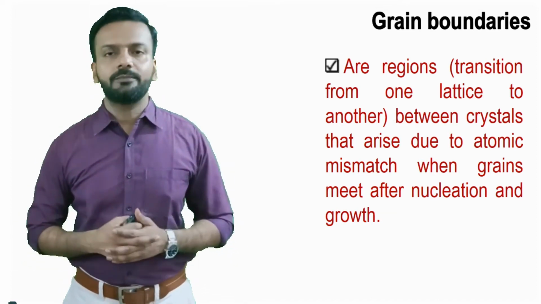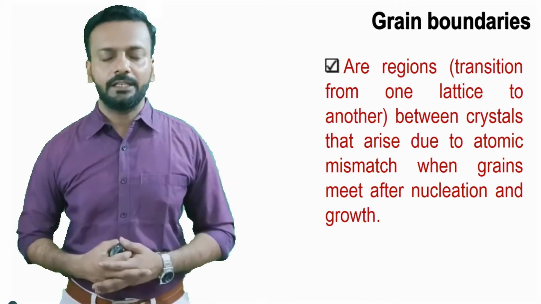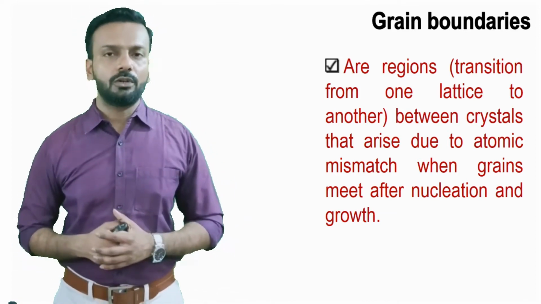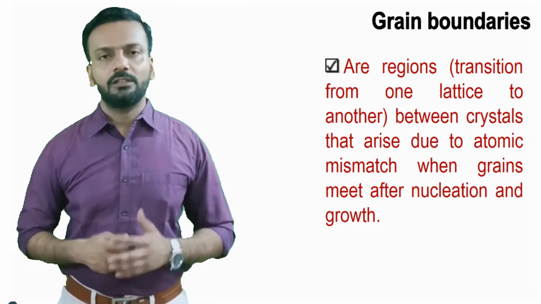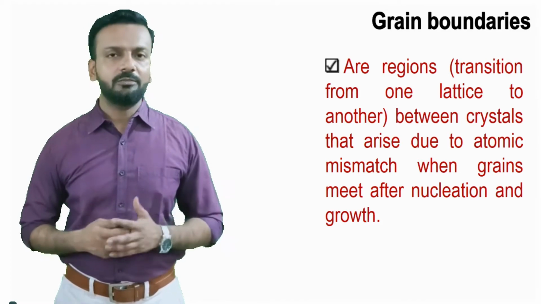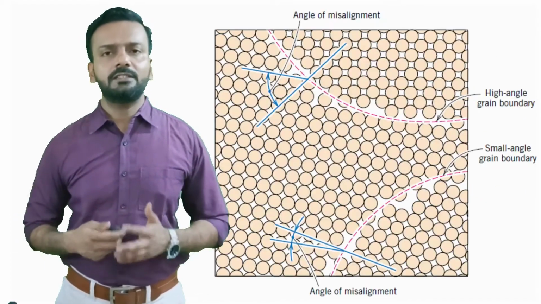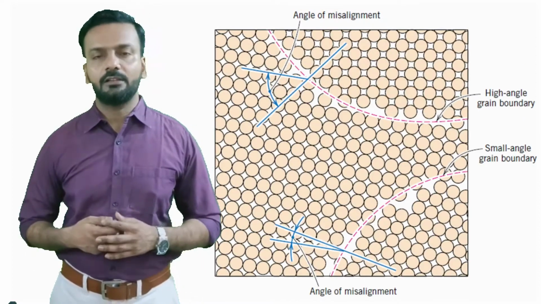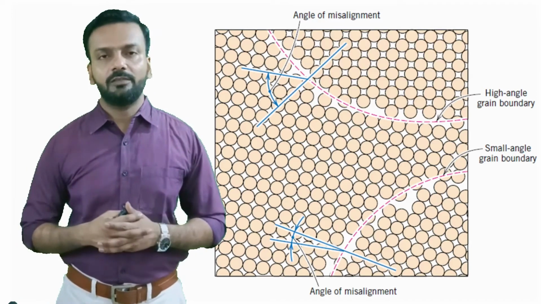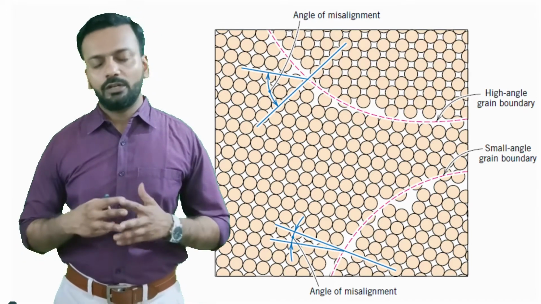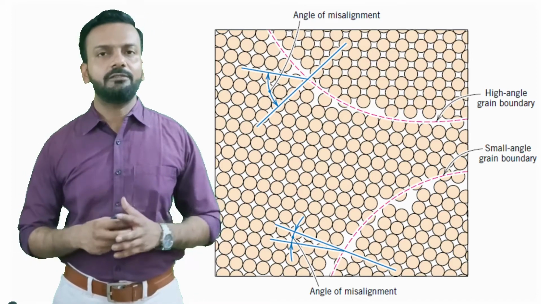Ideally we don't want any grain boundaries in the material, but inherently, because of the solidification process, we get these grain boundaries, which are nothing but an atomic mismatch. These grain boundaries have a lot of energy concentrated in them, and that is not desirable. Here we see an image which shows different grains.